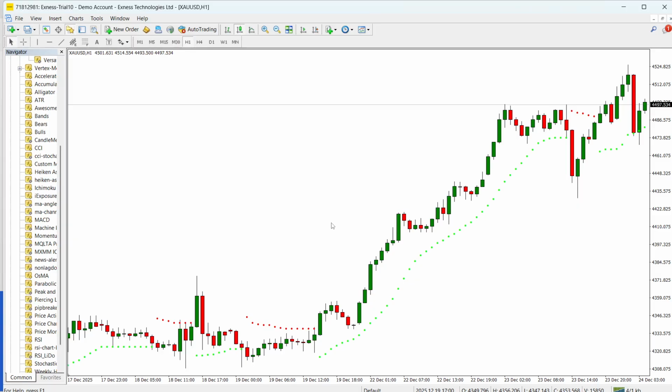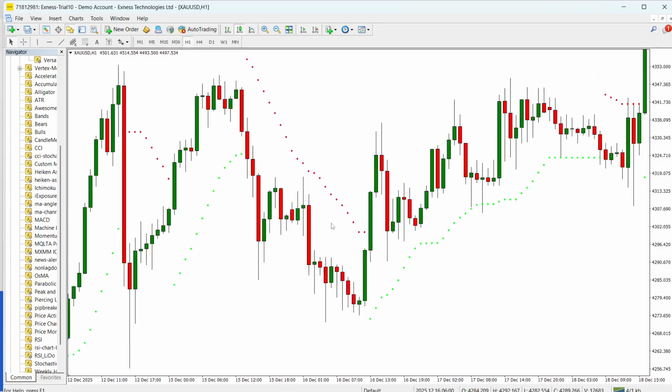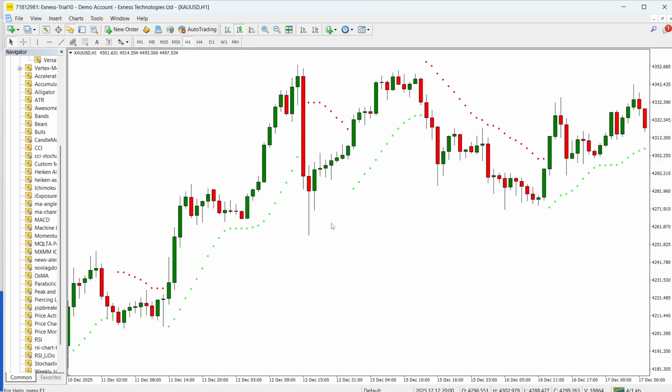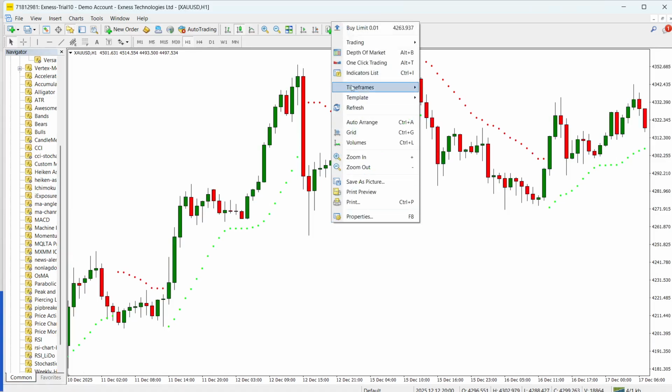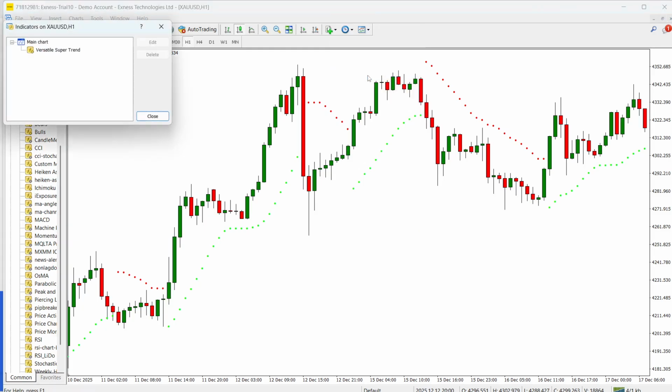This upgraded momentum tool refines the classic Vertex concepts to show bullish and bearish pressure more clearly, helping you gauge trend direction, strength, and potential reversal points with smoother, less noisy signals.